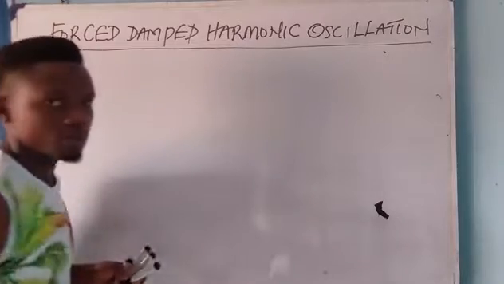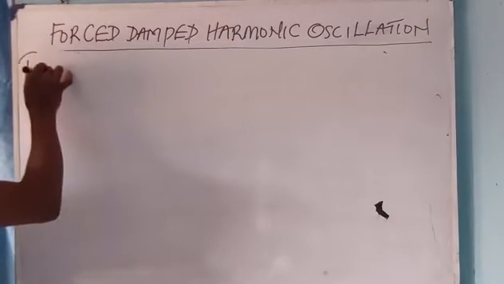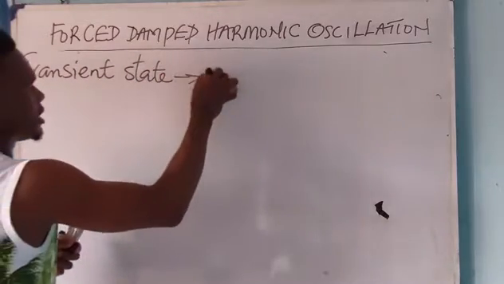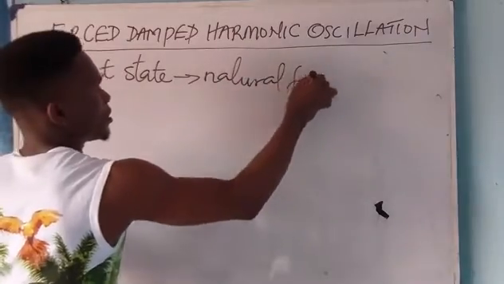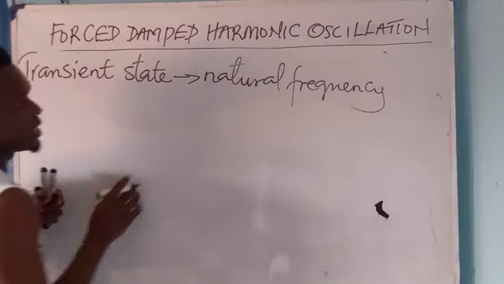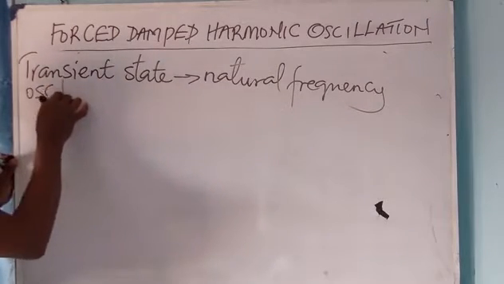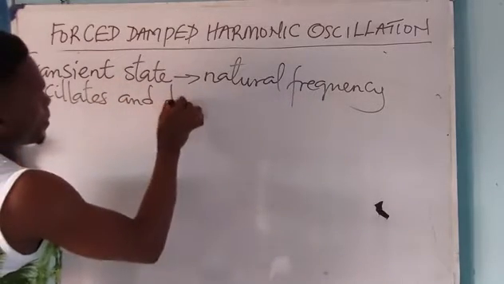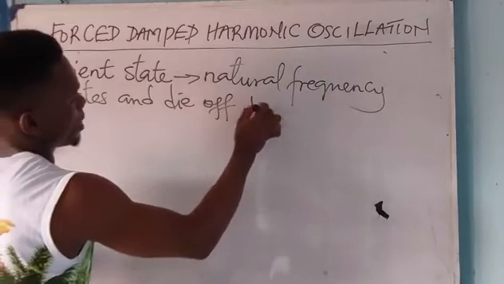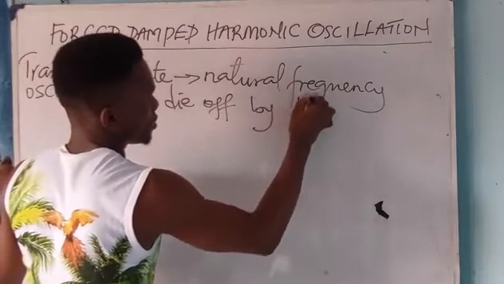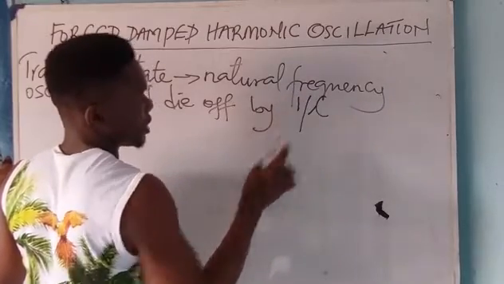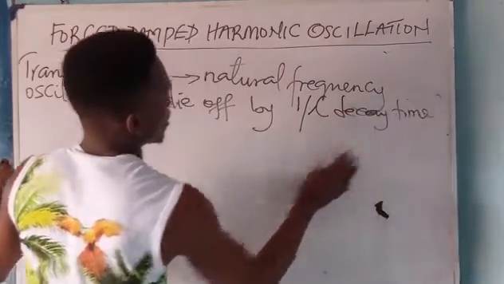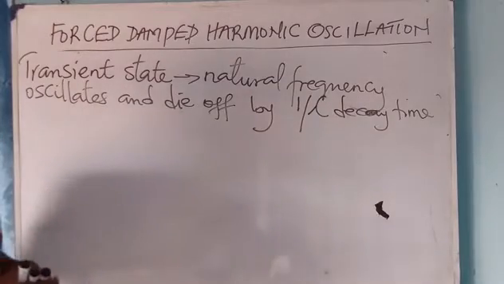The resonance frequency. But in the transient states, the natural frequency oscillates and dies off by 1/decay time. All right. The natural frequency oscillates and dies off by decay what time?